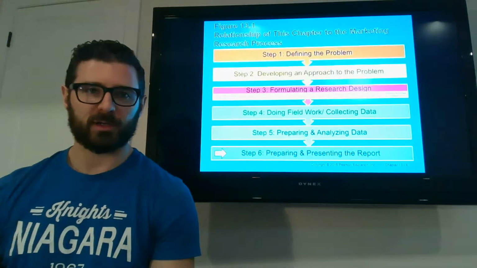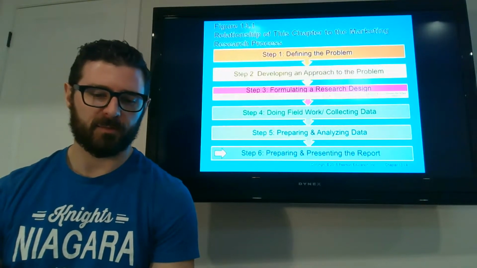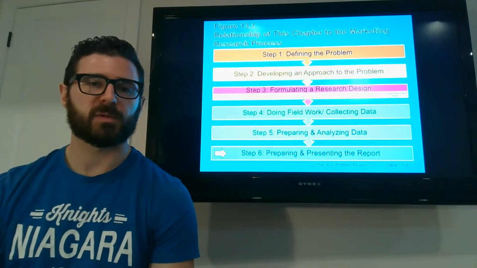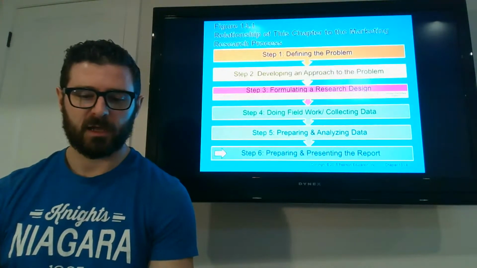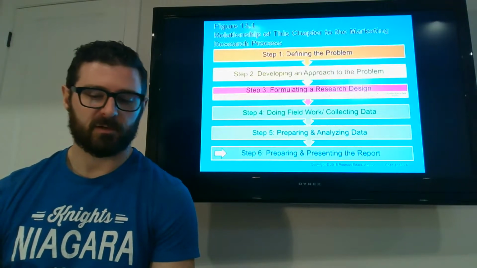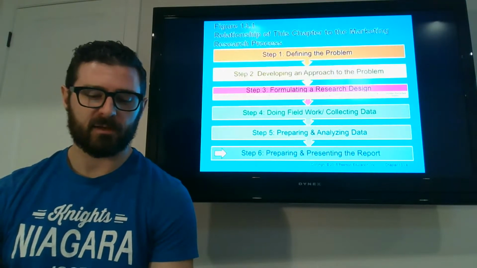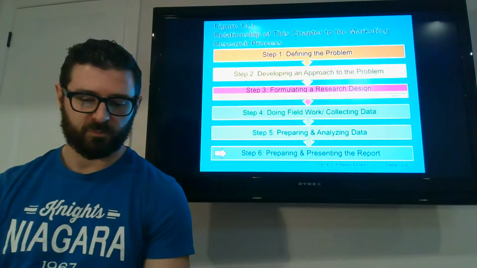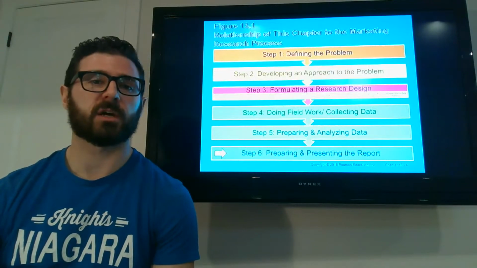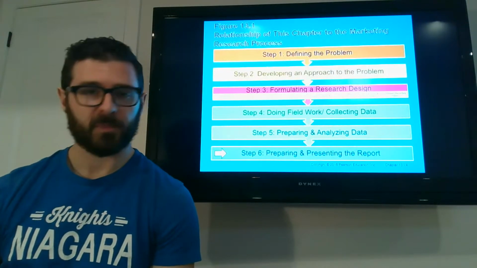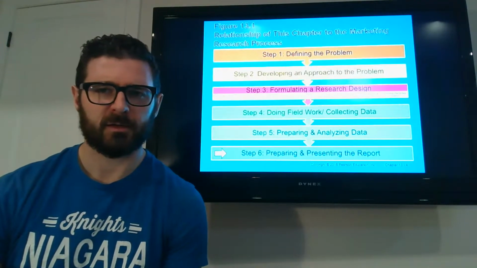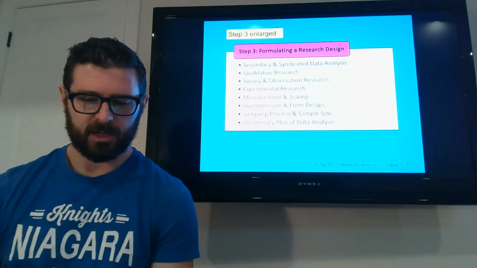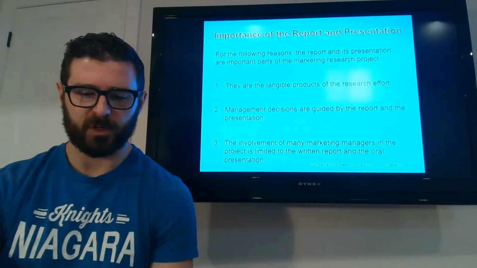This is the last time we're going to see this slide. So step 1, defining the problem. Step 2, developing an approach. Step 3, formulating a research design. That's where we spent most of the time this semester. Step number 4, doing the field work. Number 5, preparing and analyzing the data. And we are at step number 6, preparing and presenting the report, so sharing it with the decision makers. Any questions so far? Everybody's all good? There's step 3 in large. We've seen that for the most part.